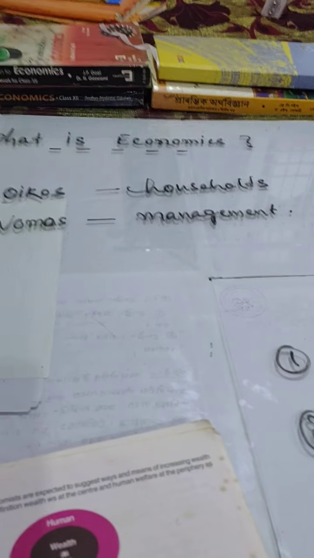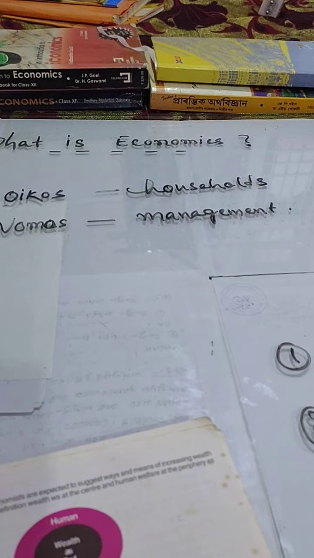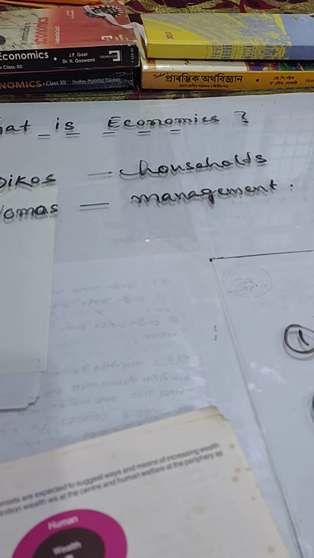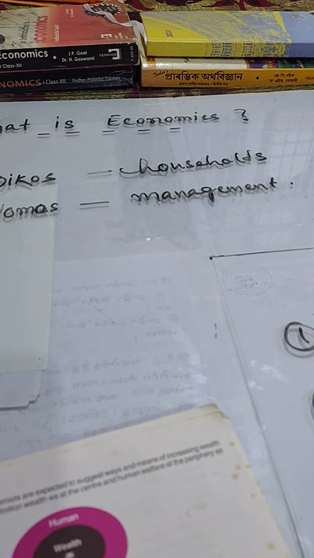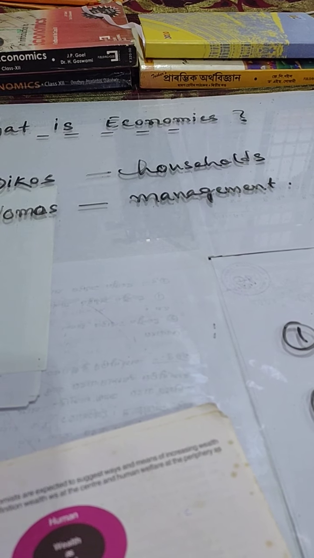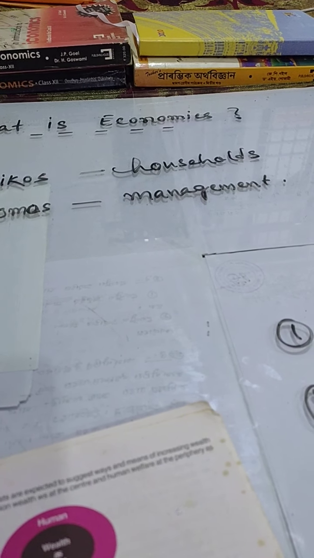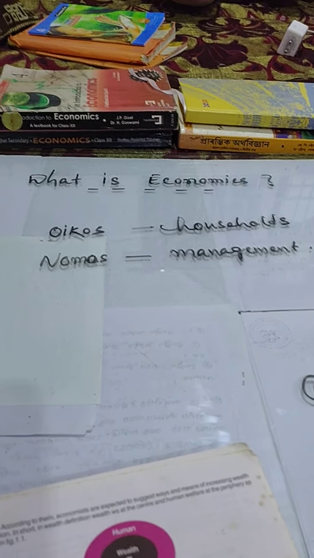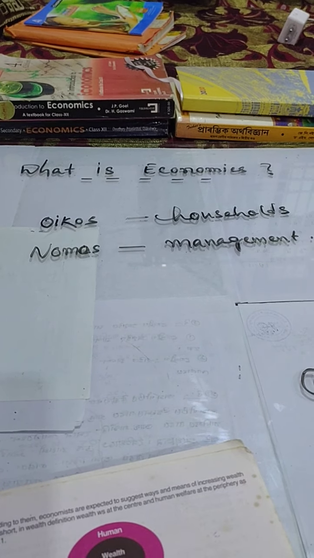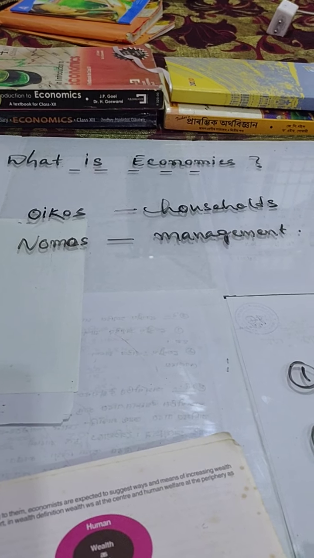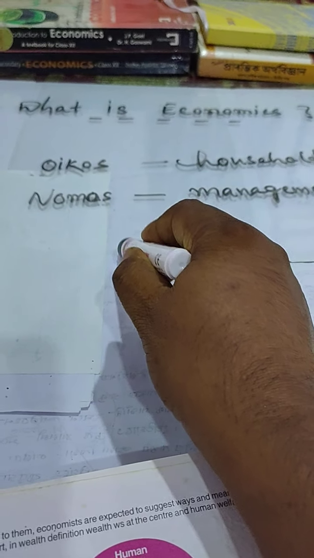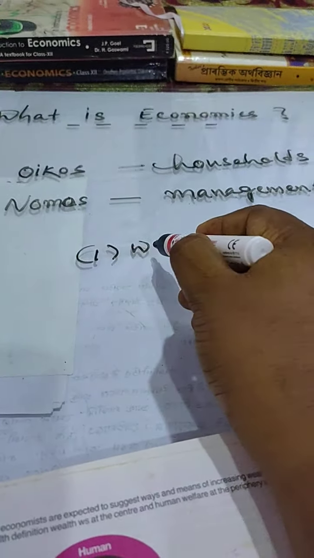Different economists have given different definitions of economics. They have emphasized different aspects of economic activities. We can divide the definition of economics into different types. The first definition of economics is known as the wealth definition.